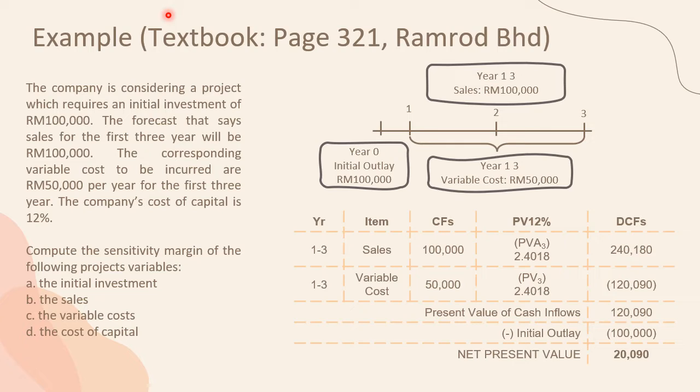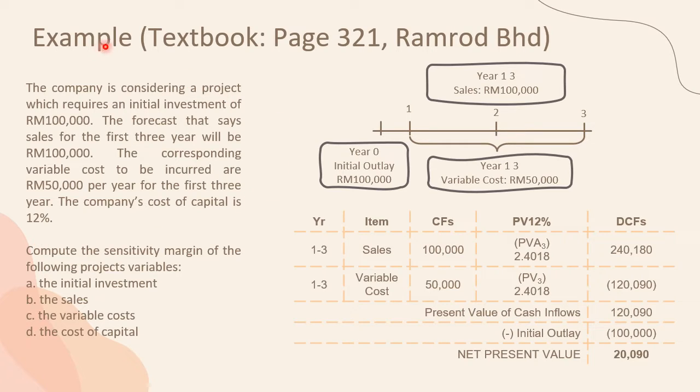So we have 4 variables here. One, what will happen if the initial investment changes? The second variable is sales, meaning what will happen to our net present value if sales change? And the third variable is the variable cost. If variable cost differs from our estimation of 50,000, what will be the impact on our net present value? And lastly is the cost of capital. What happens if our current cost of capital is no longer 12%? What happens if it becomes 14% or 16%? How will it affect our net present value?